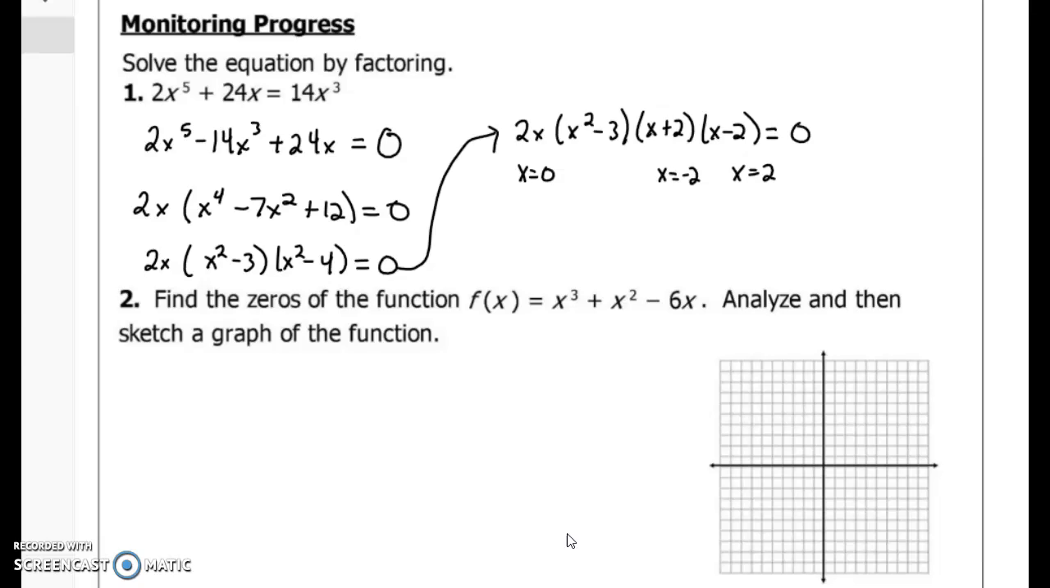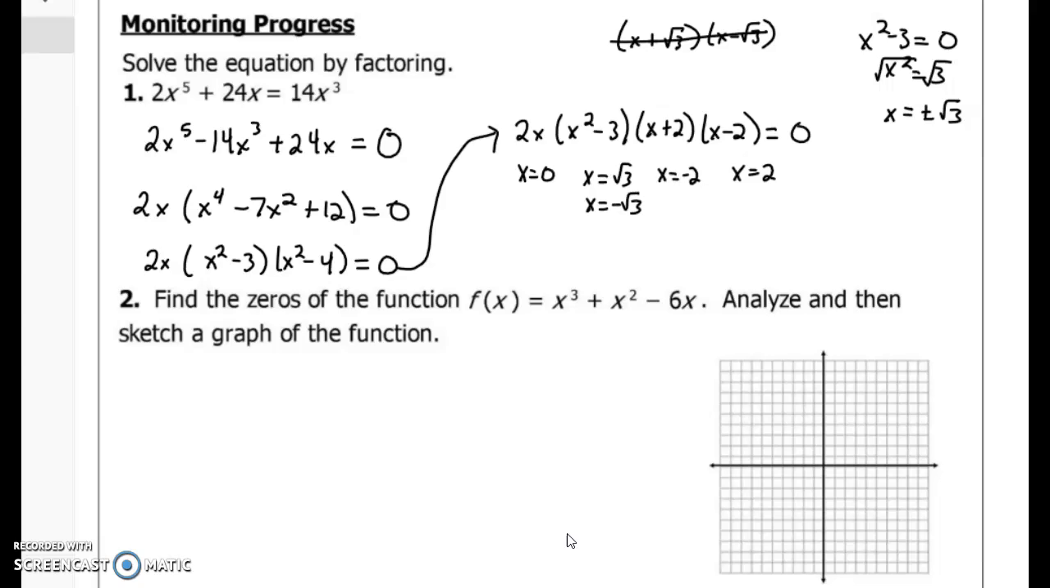For the x squared minus 3, you can do this two ways. You can factor it to be x plus the square root of 3, x minus the square root of 3, using difference of squares. Or what most people do is set it equal to 0 and solve. So we add the 3, and when we take the square root, remember that a square root has both a positive and a negative. That's how we get x equals the square root of 3 and the negative square root of 3. So these are our 5 solutions.